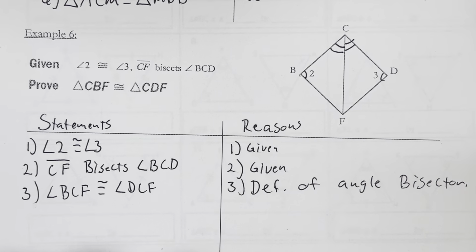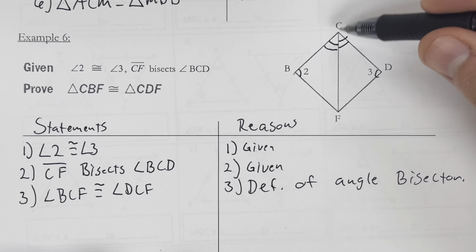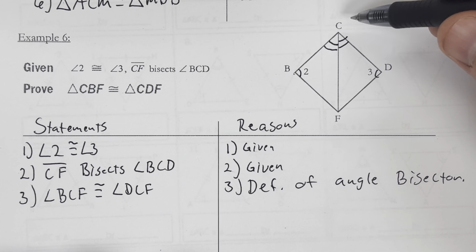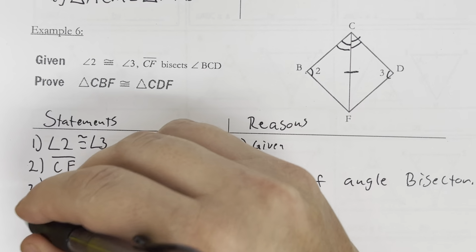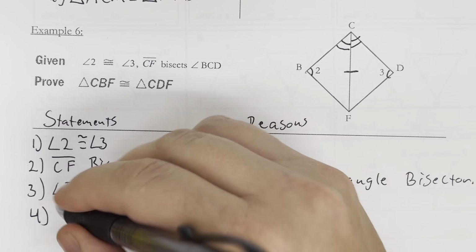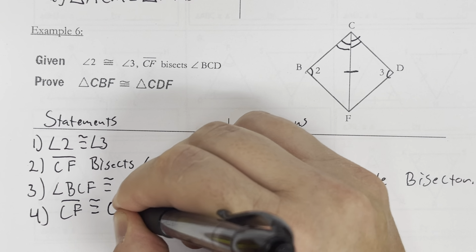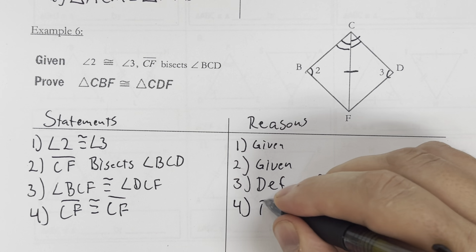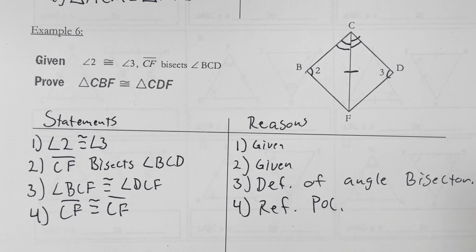Now, I'm out of givens. I have to look at the diagram. What else can I assume? I can assume the reflexive property. The piece in the middle is congruent to itself. So I'm going to put a mark on that. Have to include it in the proof though. CF is congruent to CF. Reflexive property of congruence. And now I think I have enough information.